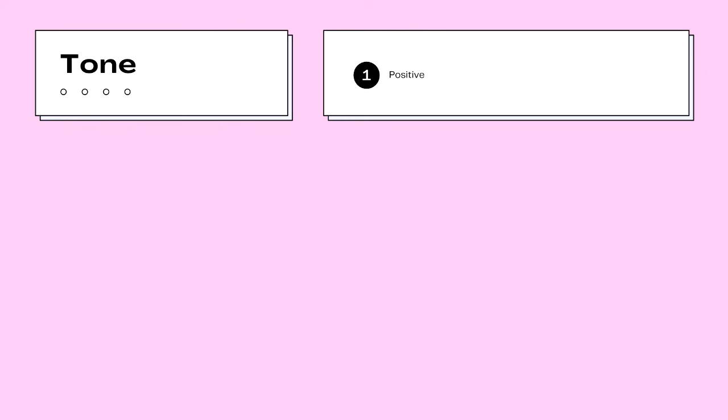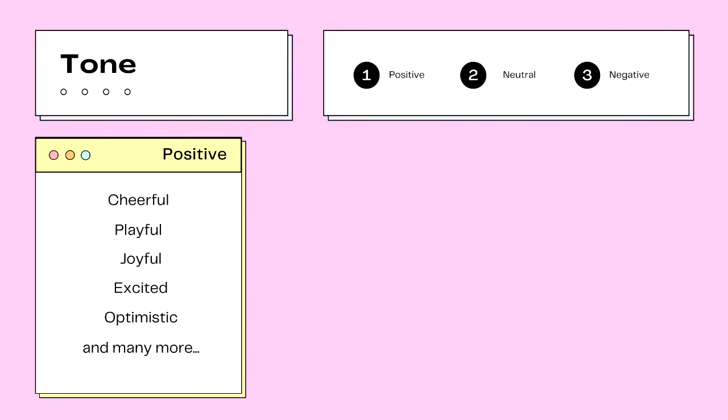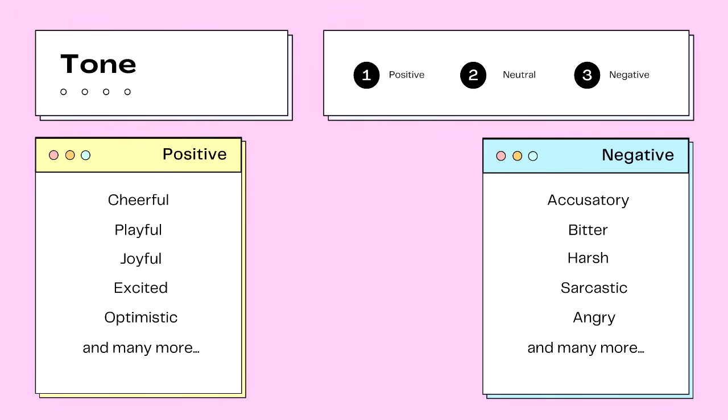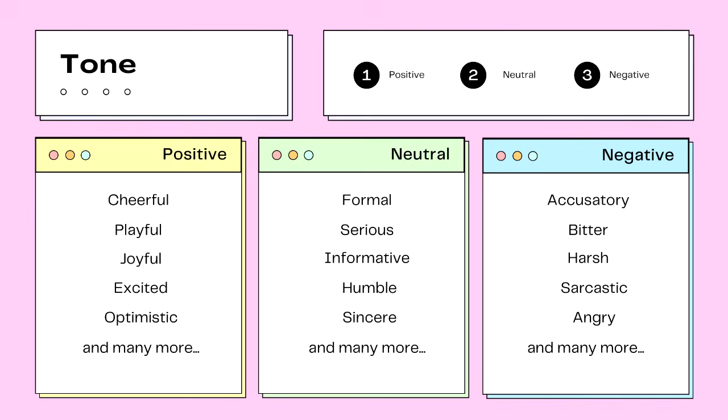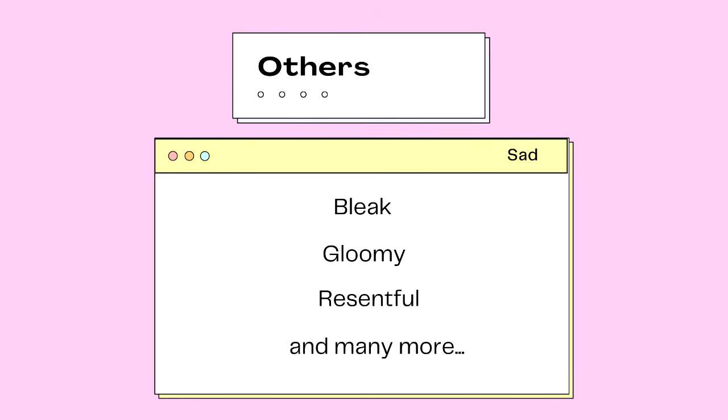Tone can be positive, negative, or neutral. Positive tones include cheerful, playful, joyful, excited, optimistic, and many more. Negative tones include accusatory, bitter, harsh, sarcastic, angry. Neutral tones include formal, serious, informative, humble, sincere. However, there are other tone words that fall under sad tone, like bleak, gloomy, and resentful. For now, let's take a look at how tone is conveyed in a text.